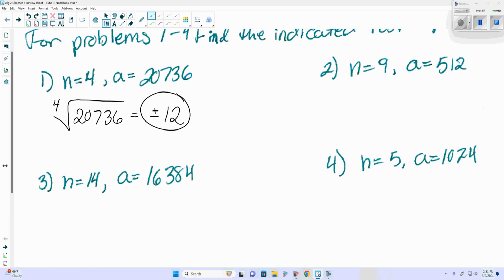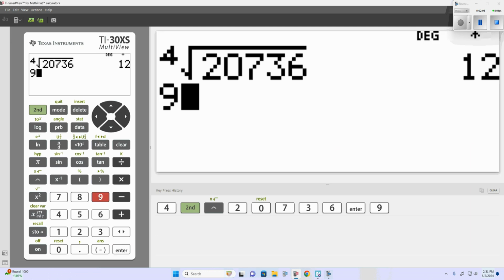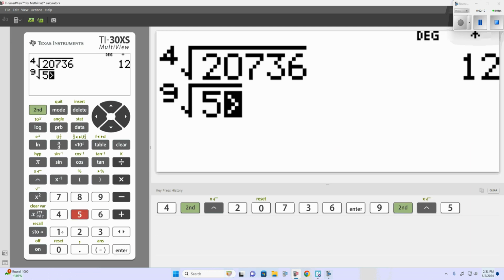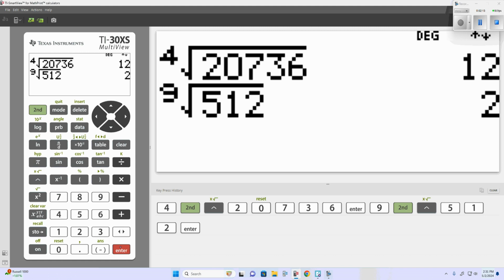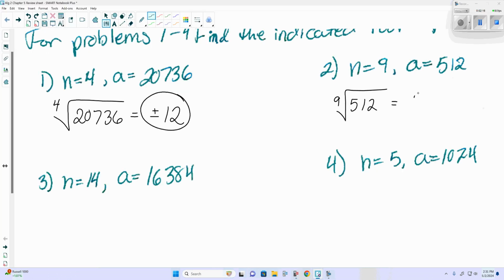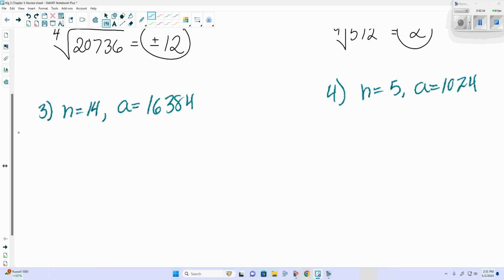Number 2. This time we are taking the 9th root of 512. So on the calculator we can do 9, second root, 512, which is 2. And since it's an odd root, we do not need the plus or minus. Questions on this here? We'll do the same thing with 3 and 4.